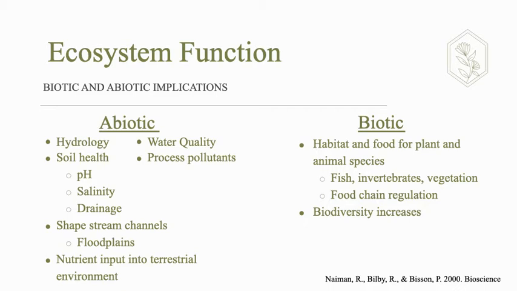We're also going to be talking about water quality. That's a big one. That's very obvious. And then the role that riparian corridors play in processing pollutants from mostly human civilization. So that is fertilizers from agriculture farms and then runoff from cities, things like that.